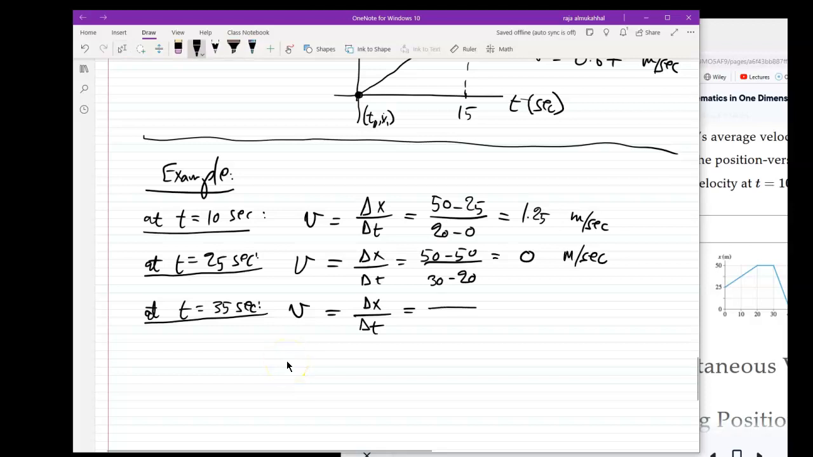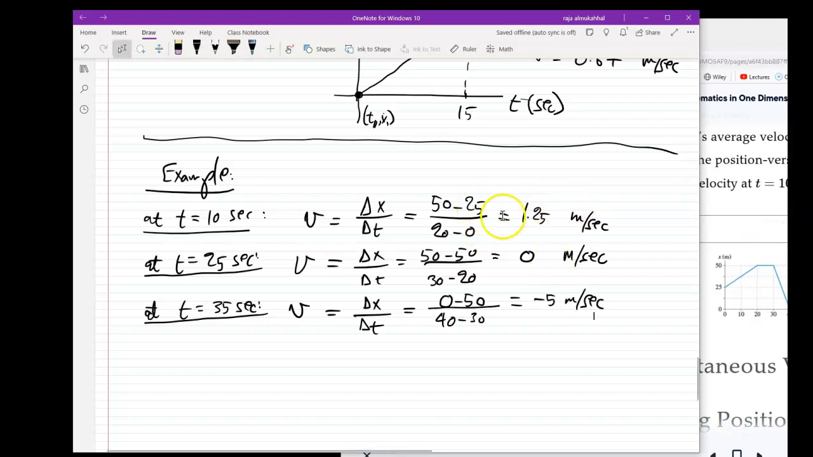So I'm going to pick 2 points. I'll start with the x's. I'm going to start from 50 and the 0, well, the 0 seconds. So it's going to be 0 minus 50, correct? That's why you get that negative. It's divided by 40 minus 30, correct? That's positive, so it's going to be minus 5 meters per second, okay?